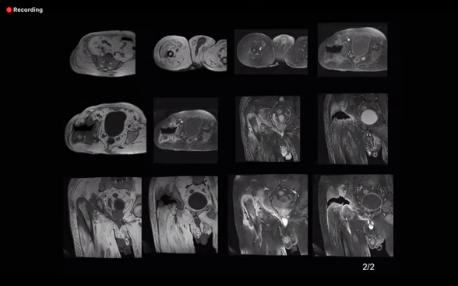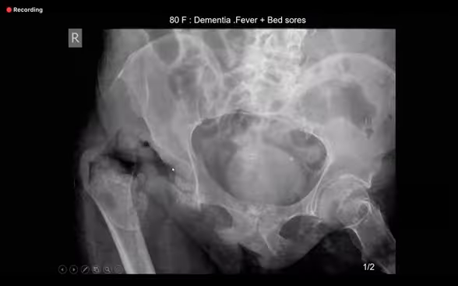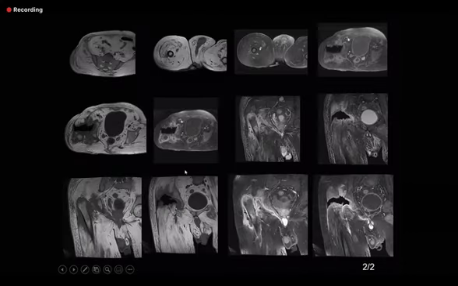Right. So you described this well, and the key finding here was this gas. There should not have been any gas here. You picked up well that this is, in a way, septic arthritis. Now, the same thing is here. One thing which I want to point out, and this is what I'll show to you in spine also.